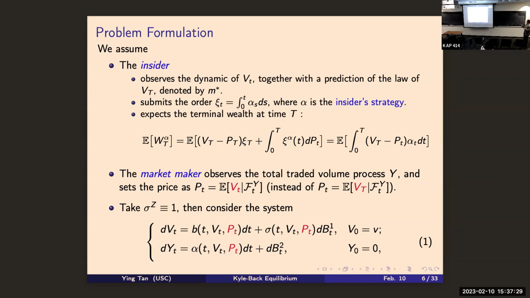Then we can consider the following system for the processes V and Y. Before moving on, I would like to mention that here we allow the underlying asset to be influenced by the market price. The market price is indeed the optional projection of the underlying asset itself, which makes this whole system a McKean-Vlasov SDE, which is usually hard to solve, but we took a different route.